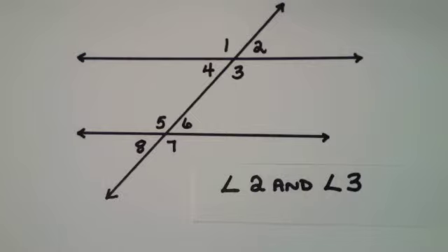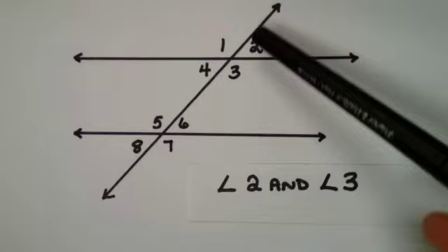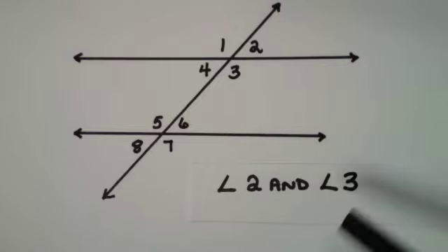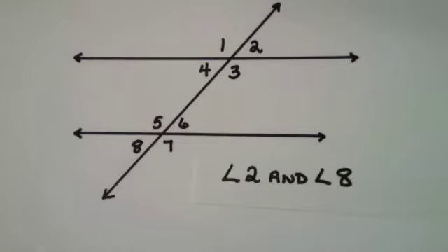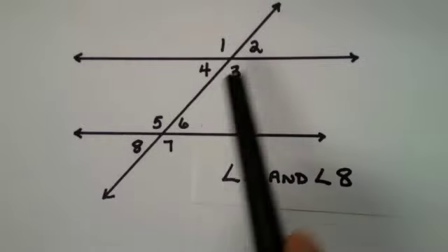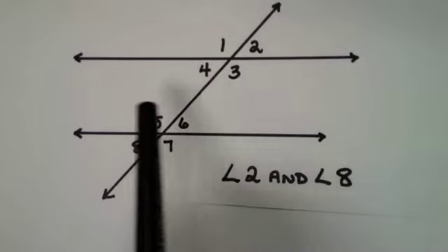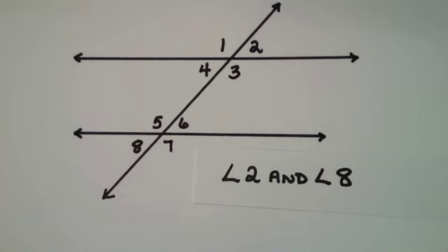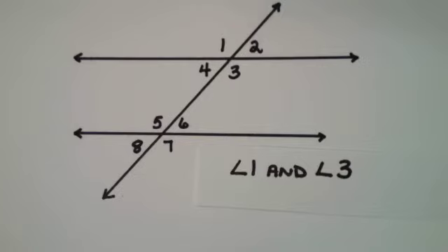What type of angles are 2 and 3? 2 and 3 are beside each other and they form a straight line. 2 and 3 are a linear pair. 2 and 8. What kind of angles are 2 and 8? Both of them are exterior and they're on opposite sides of the transversal. Alternate exterior angles. What type of angles are 1 and 3? 1 and 3 are vertical angles. They're across from each other, have the exact same size and shape.